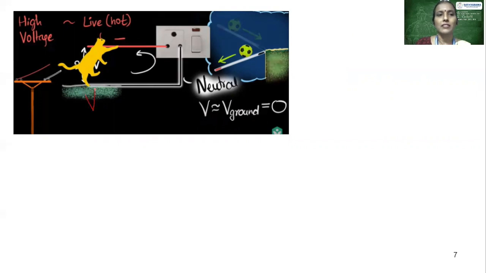Now what happens, this ground is at 0 potential, whereas the voltage, let me assume there is a negative voltage maximum, that is 220 volt here. So this live wire is having a negative 220. So now what will be the potential difference here? 220.